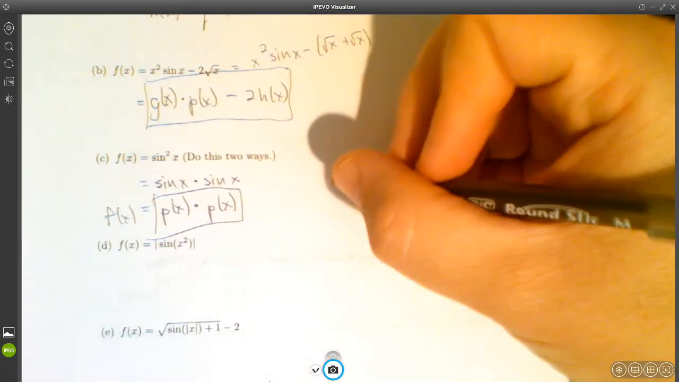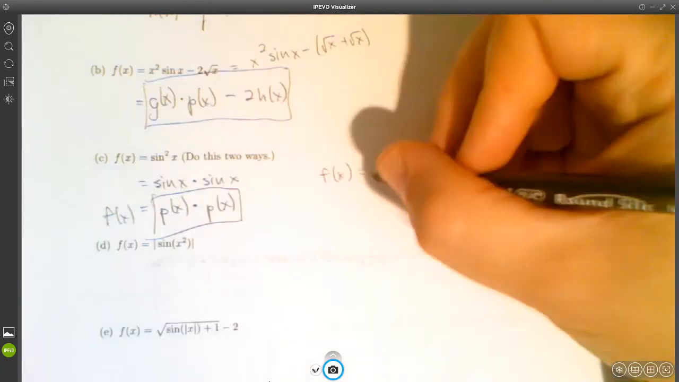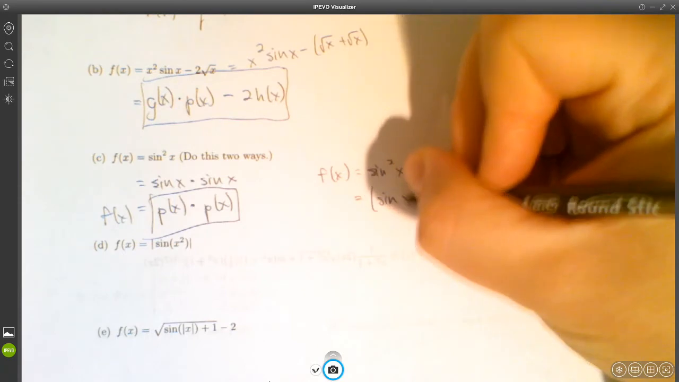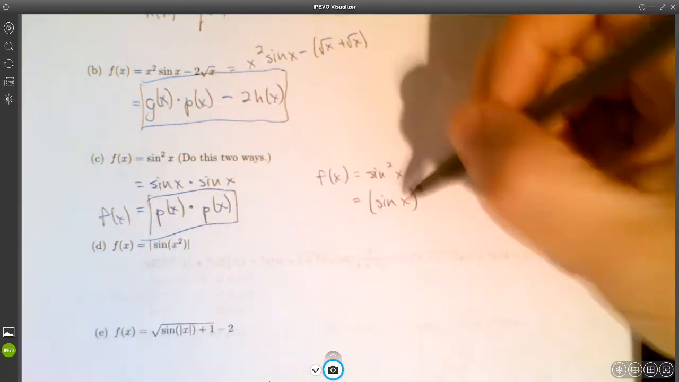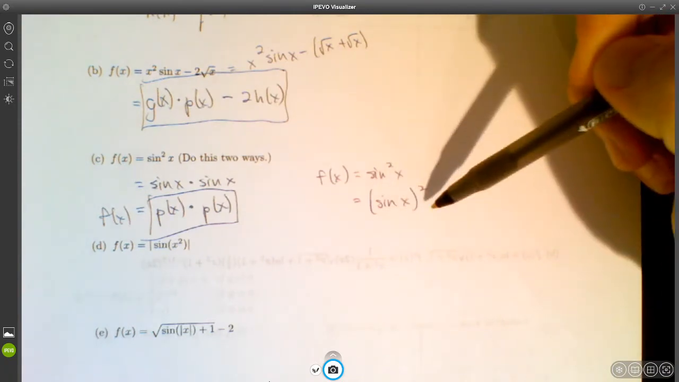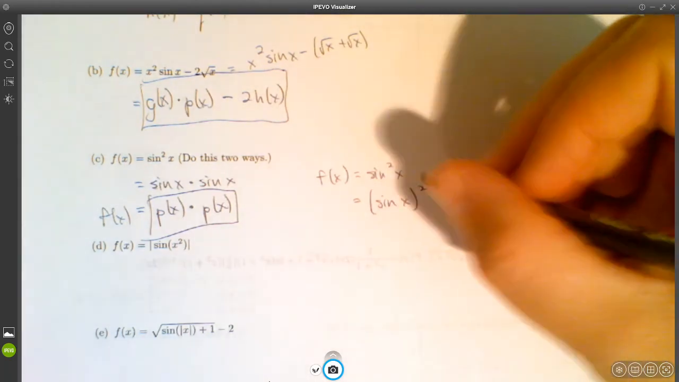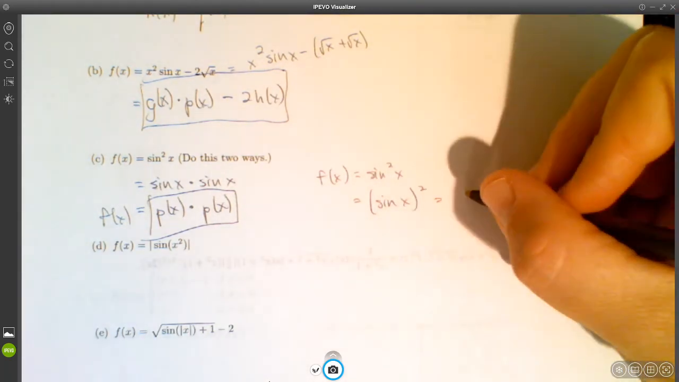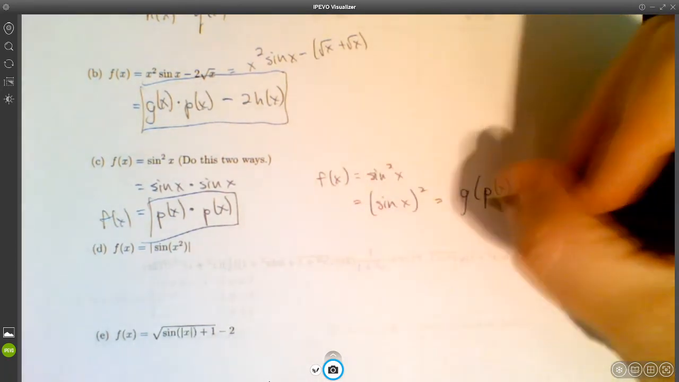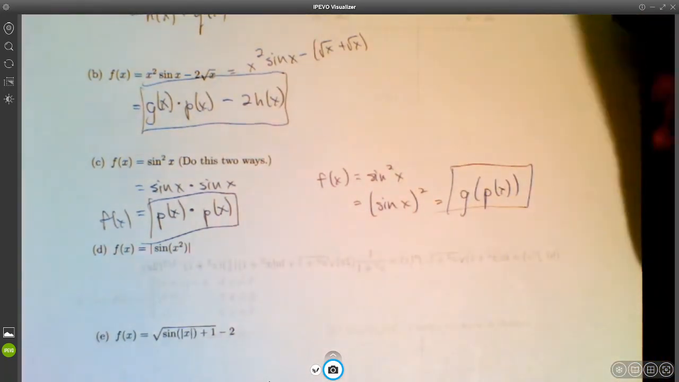Another way to do it, though. Well, sine squared x is just sine x squared, right? This is just a different notation for saying this. So what we have is p of x squared. Now what's the square function? We called that thing g of x. So this is going to be g of p of x, right? We're plugging p of x, sine x, into g, which is the square function. So you could also think of it as g of p of x.